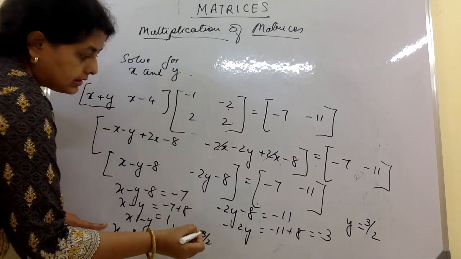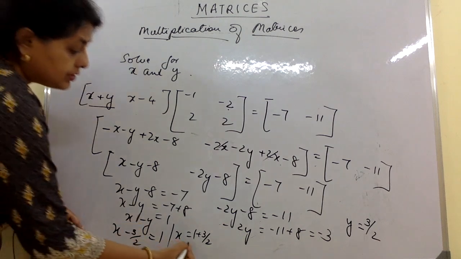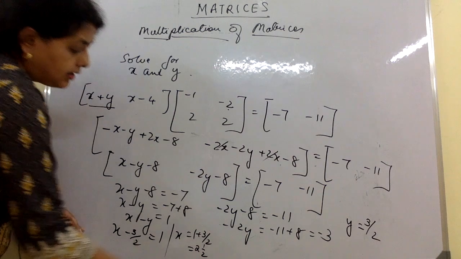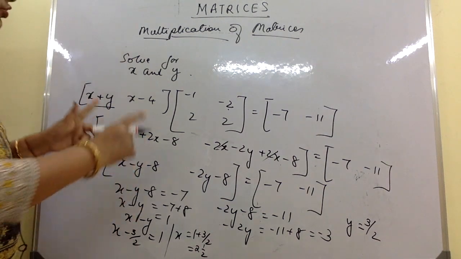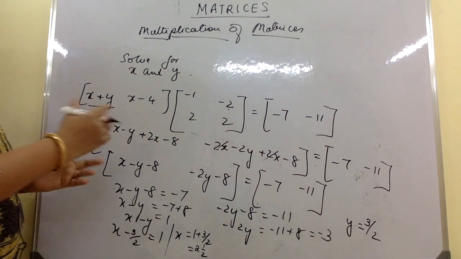How much does that come to? x is equal to 1 plus 3 by 2. That comes to 1.5 plus 1. That comes to 2.5. Okay, so that is it. So the first thing is to check compatibility, then proceed with your sum. Then it is matrix multiplication, then it is linear equation.